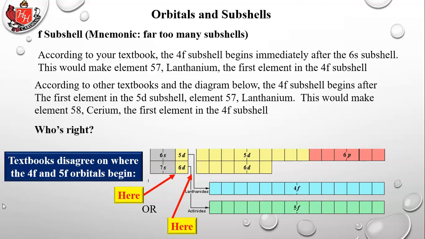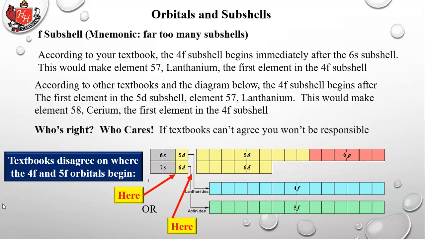So who's right? Where does it go? The answer is, who cares? If textbooks can't agree, you won't be responsible. Your textbook, again, is the one that says the f orbitals go before the d orbitals. They go right after the s.